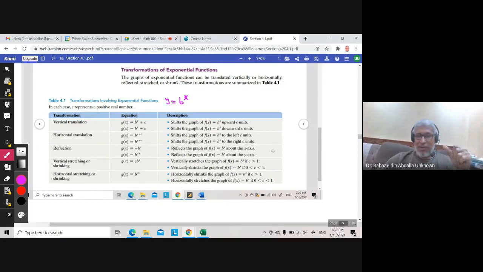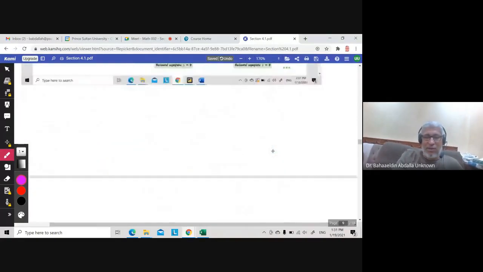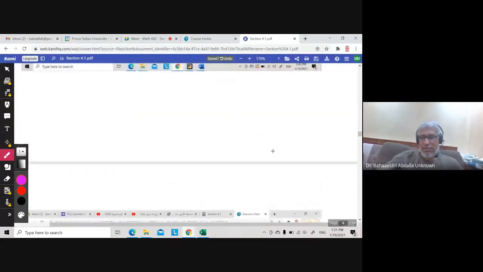If it is 2 to the power x minus 5, the 5 shifts the graph 5 units downward. Notice that c here is always a positive number. Okay, c is a positive number. So plus 5, c is 5, positive; minus 5, c is 5, also positive. So the graph, for example, if he asks about the graph, let us write it here.